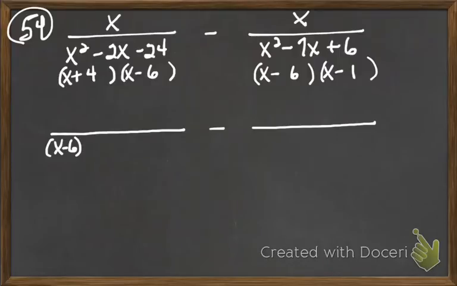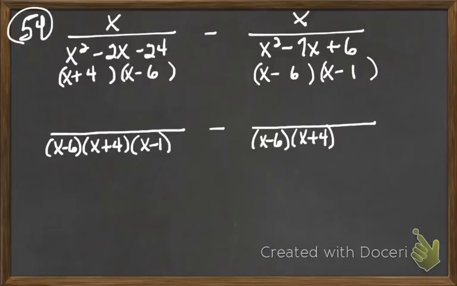Doesn't matter what order you put these in. You need an x plus 4, and you need an x minus 1. You don't need the second x minus 6 because each denominator just has one of those. Alright, so this will work. Doesn't matter what order I'm putting these factors in, but you need each one of these three factors as your common denominator.